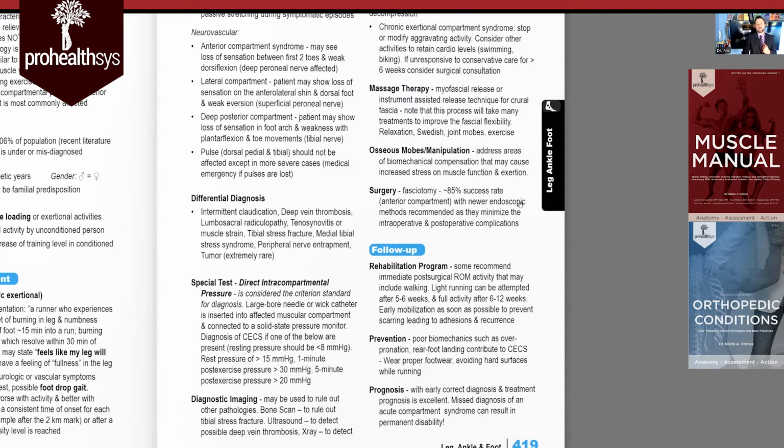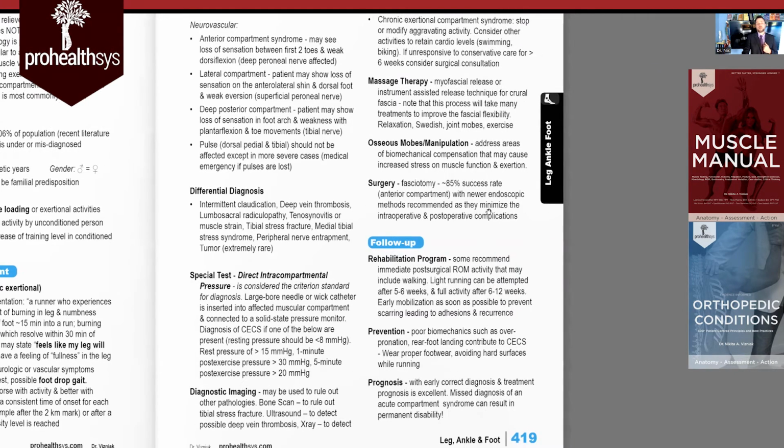Fasciotomy has an 85% success rate for an anterior compartment syndrome, but it is an ER process and it is done as a last resort. Literally, you're cutting the body open to let air in there and the pressure out. Okay. All right. What are you going to do for treatment?